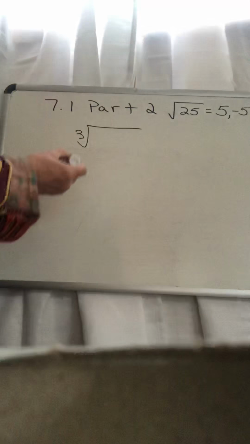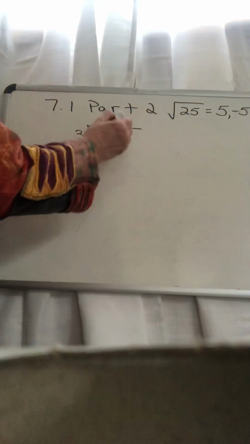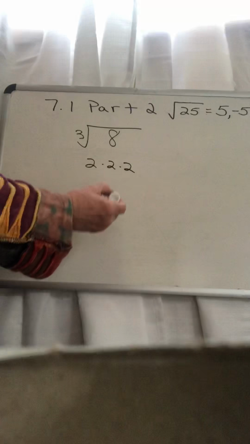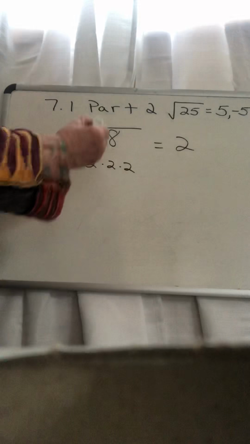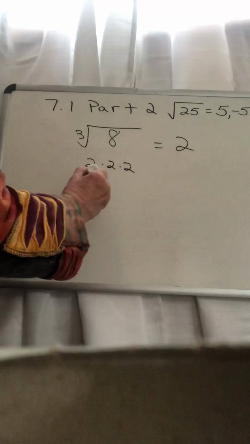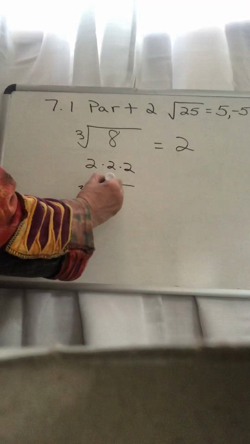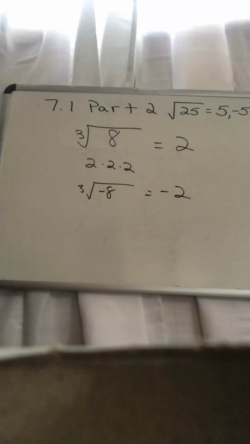So first of all, if it's a cubed root, you're going to have a little 3 right there hanging out on the radical sign. And so the cubed root of a positive 8 is going to be 2 times 2 times 2. And so it's equal to 2. Now, if that cubed root was negative, then your answer is going to be a negative 2. Okay? All right, let's look at the next example.